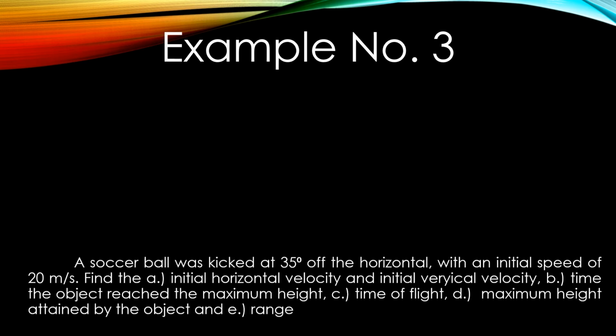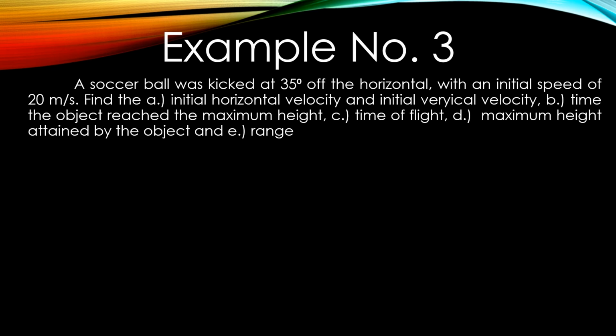What if here is the case? We are given with an angle. Here is the statement of the problem. A soccer ball was kicked at 35 degrees off the horizontal with an initial speed of 20 meters per second. Find the initial horizontal velocity, initial vertical velocity, time the object reached the maximum height, time of flight, maximum height attained by the object, and the range.